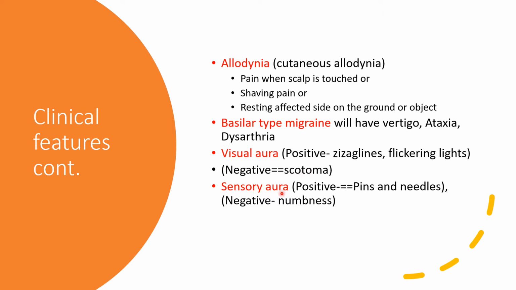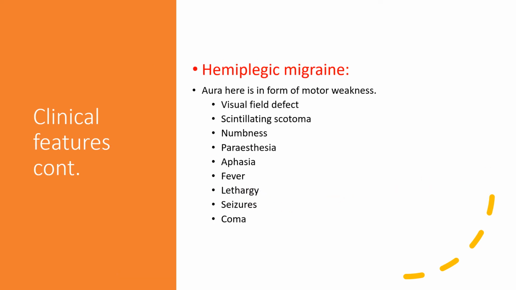The sensory aura is termed positive when it is pins and needle sensation, but it is termed negative when it is numbness. Still on signs and symptoms of migraine, it could be hemiplegic migraine. Here, the aura will be in the form of motor weakness with visual field defect, scintillating scotoma, numbness, paresthesia, aphasia, fever, lethargy, seizures, and coma.